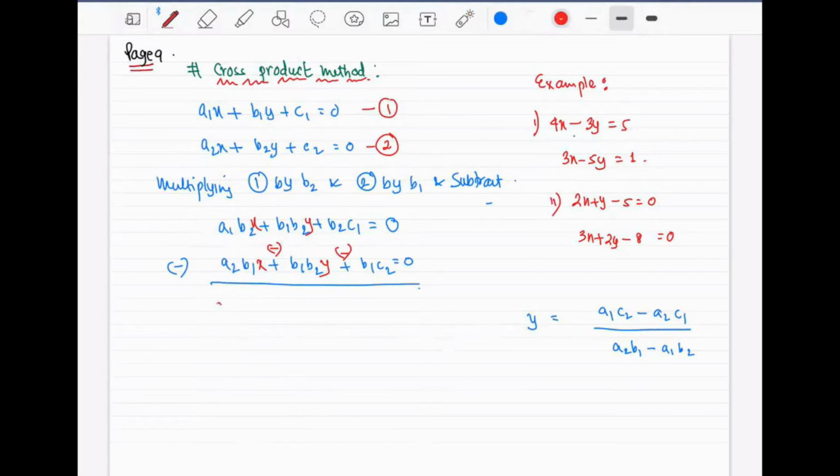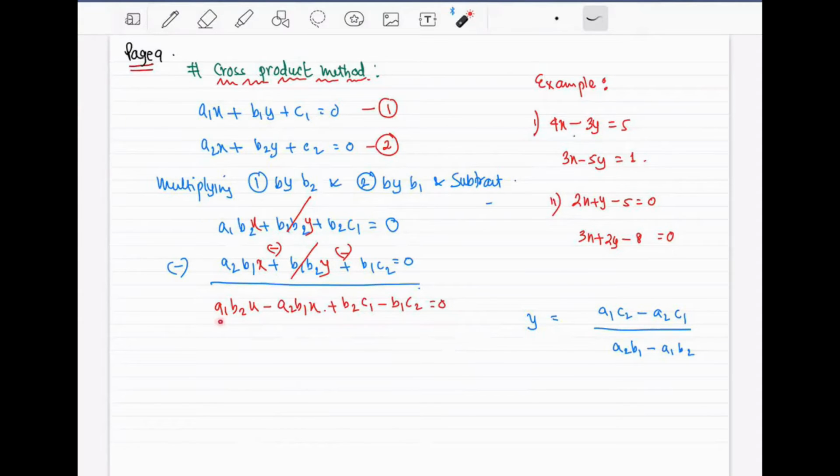Let's put them. We're going to get a1 b2 x minus a2 b1 x. This part is cancelled, right? They're cancelled. So let's just cancel them. What about the constant term? b2 c1 here, b1 c2 here, plus b2 c1 minus b1 c2 is equal to 0. Okay, we have got x. Remember that we wanted to find out the value of x and y. We've already found out the value of y. Now x is left, right? We have to find the value of x.